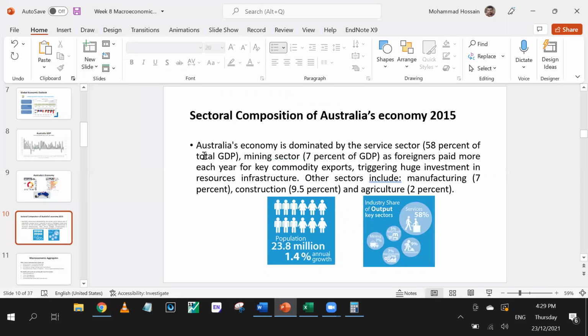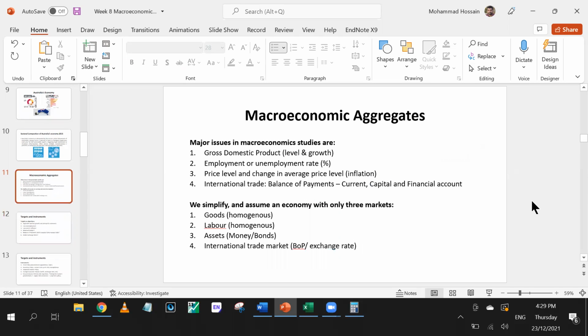71%. Service, which is 2015 they're talking in here. Okay. Anyway, it is 71%, but 2015 is 58%. Okay. Mining is 7%. So mainly we go for three. You can add two other sectors, but in Australia, construction and mining are very important sectors. That's why they showed mining and construction separately. Normally, we talk about the three sectors.